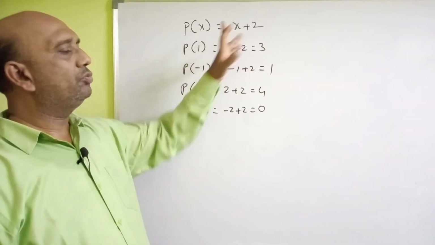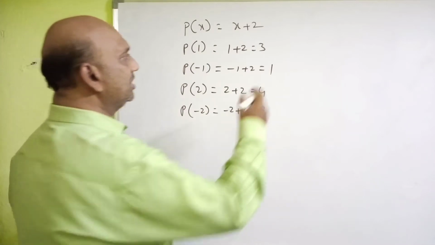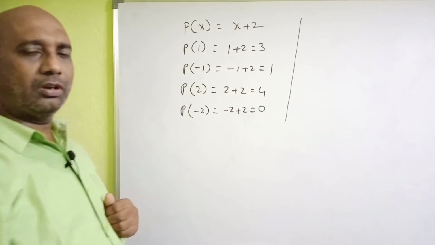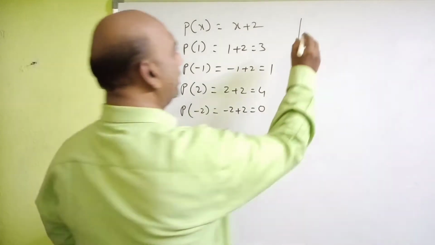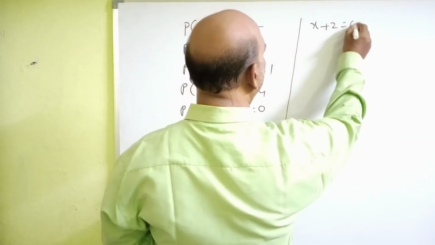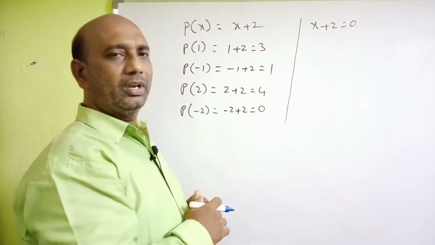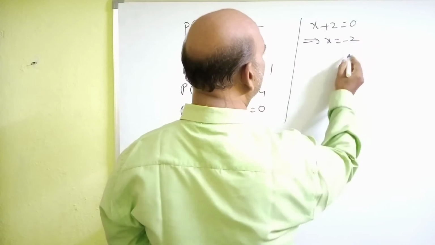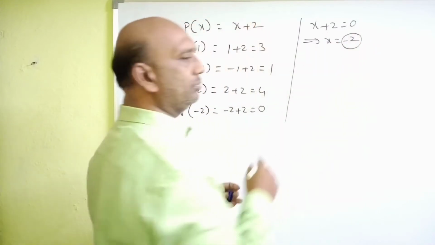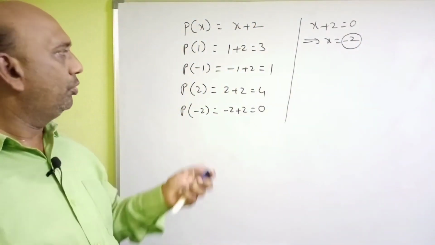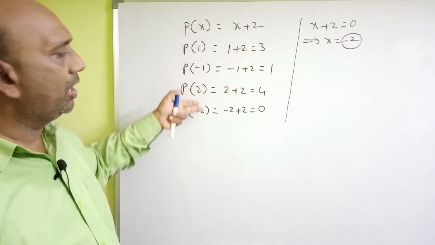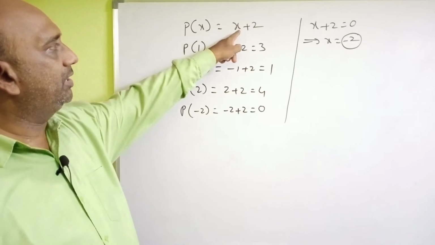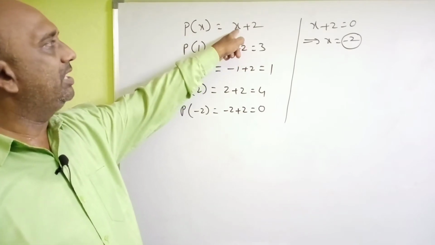Here p of x is equal to x plus 2. Just solve this expression. That is x plus 2 equal to 0. Take that polynomial equal to 0 and find x. That implies x is equal to minus 2. Therefore, minus 2 is the zero of the polynomial. No need to try with different values of x to get the zero of the polynomial. Just take that polynomial and solve for its x value.